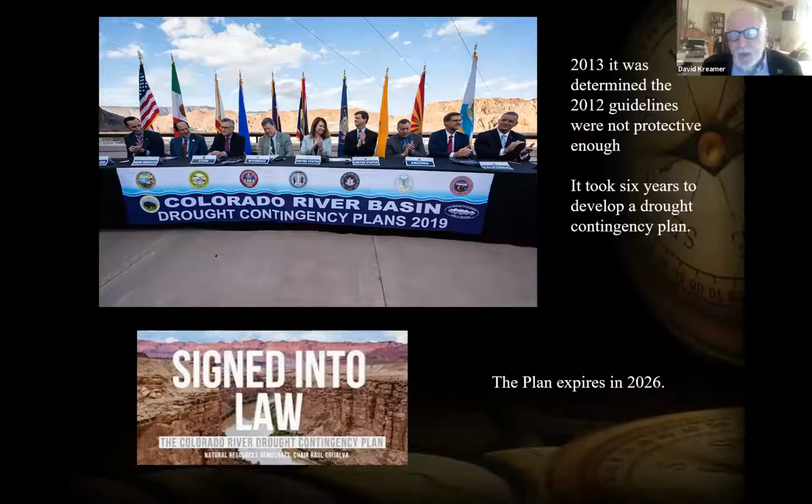So as a result of this, in 2013, it was determined that the guidelines in 2012 were not going to be enough. And so it took 6 years, but a drought contingency plan was put together between all the states and Mexico in 2019. That plan expires in 2026, but essentially it goes through a system where as the lake declines, more and more stringent water restrictions throughout the basin kick in.